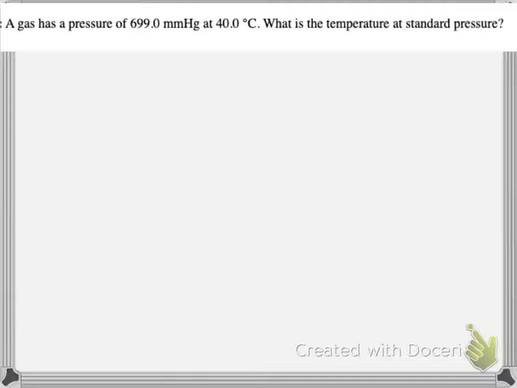Under those conditions, what Gay-Lussac discovered, and he worked with other scientists to figure this out, was that the pressure is directly proportional to the temperature. That is, as the temperature increases, the pressure also increases. So what we're going to look at here is a gas with a pressure of 699 millimeters of mercury at 40 degrees Celsius. And it's asking us, what is the temperature at standard pressure?